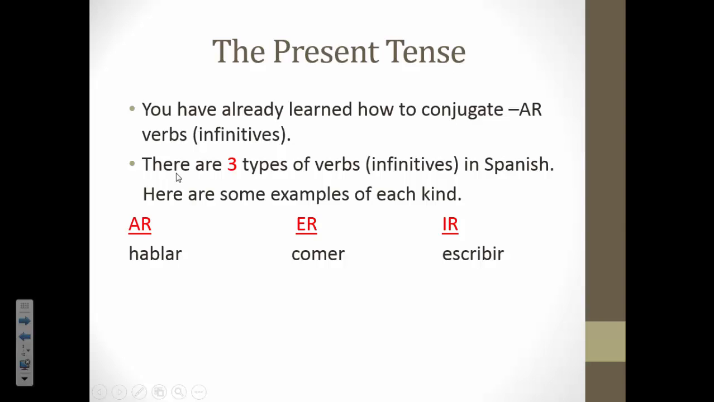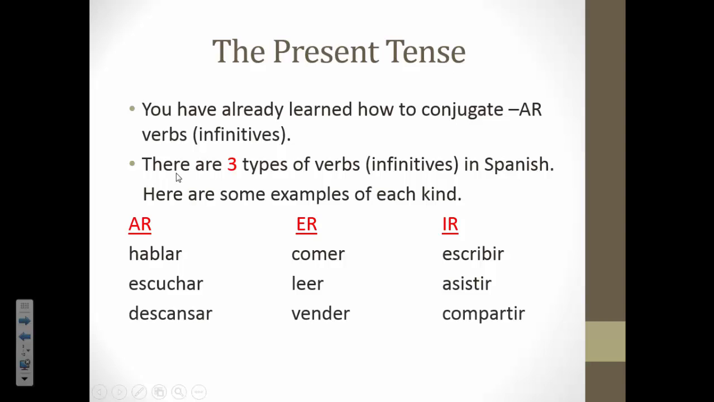So an example of an AR verb is hablar, an example of an ER verb is comer, and an example of an IR verb is escribir. Escuchar, leer, and asistir, descansar, vender, and compartir. So let's go back up and talk about what they mean.